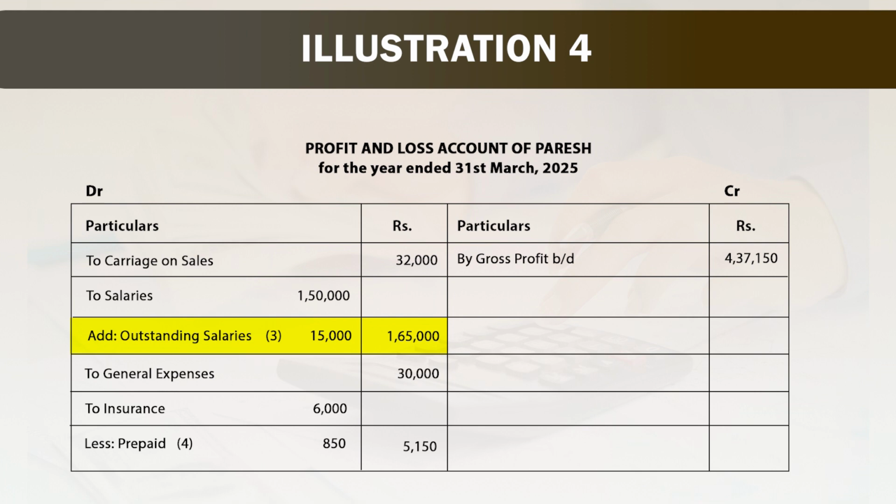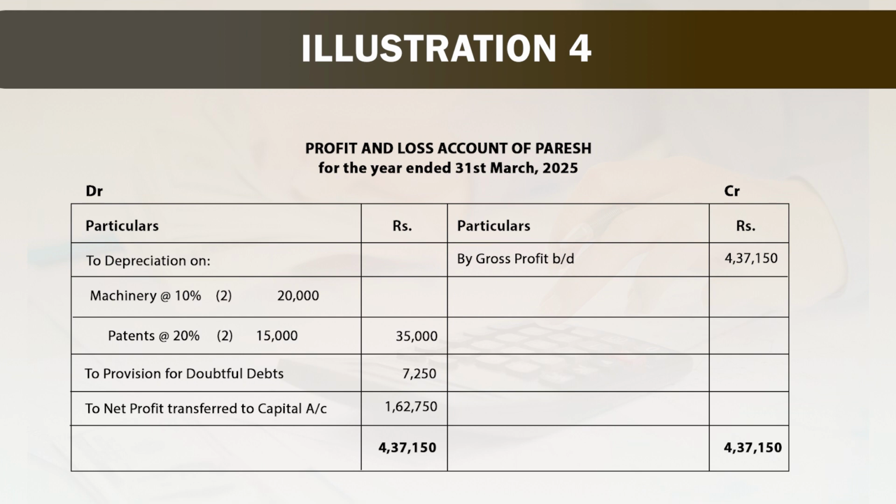So, that comes to 1,65,000. To general expenses, yes, 30,000 rupees we have. We have paid insurance of 6,000, and you refer your adjustment number 4 where we are given prepaid insurance 850. So, expense of the current year comes to 5,150 rupees.